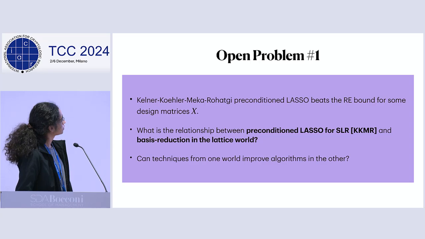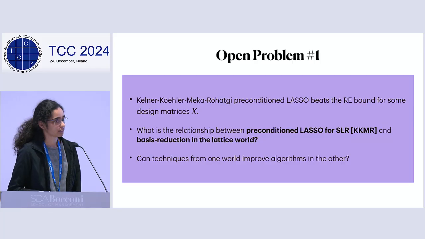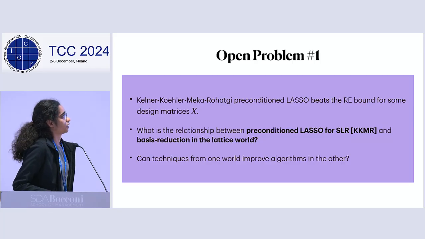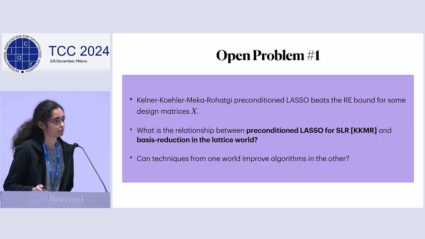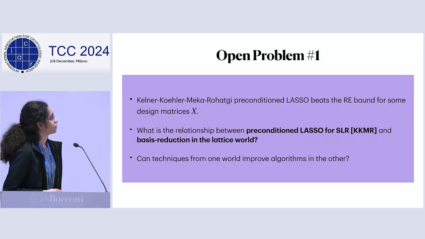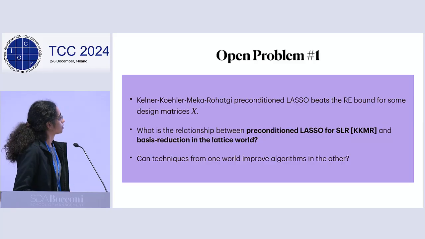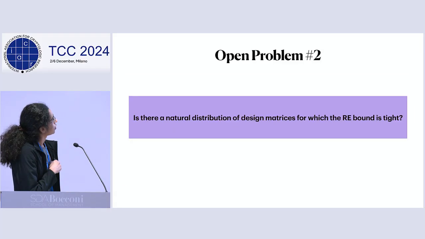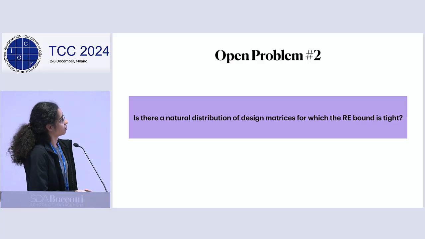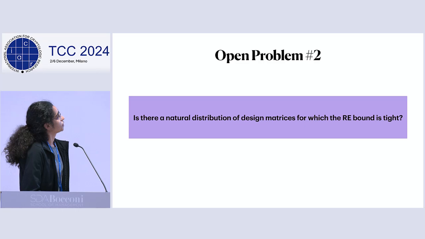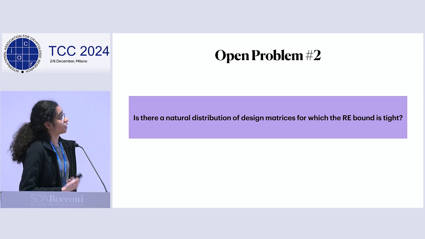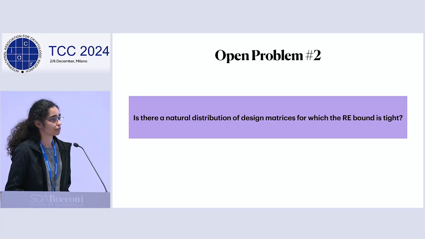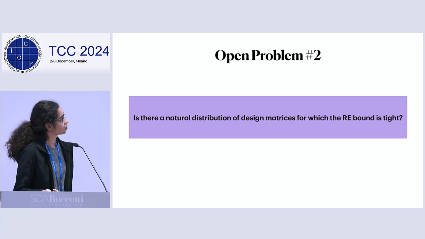Okay, so I'll conclude with 2 open problems. The first one is that this work by Kelner et al. shows that preconditioned lasso beats the RE bound for some design matrices. And this is sort of reminiscent of basis reduction in the lattice world. So you can ask, can these preconditioning type techniques from one world improve algorithms in the other? And the second problem is, we do show some average case hardness result for SLR, but it's still very much open if there's a natural average case distribution of design matrices for which the RE bound is tight for SLR.